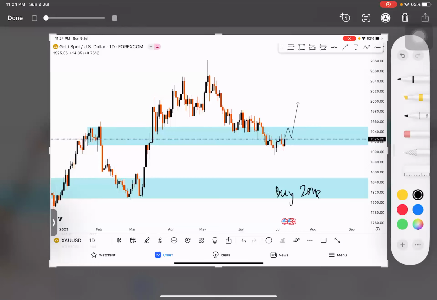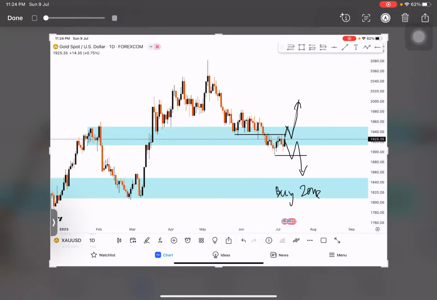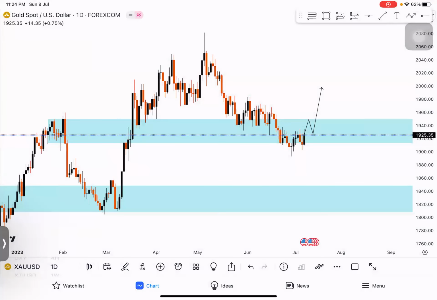So got two possibilities. If we break out the previous high, which is somewhere in this area, then we wait for the pullbacks to buy. But if we break out the previous low, we just wait for the pullbacks and sell. This is what I see as a decision point for gold right now. From daily, you can know that it's a decision point that is coming in the coming weeks.